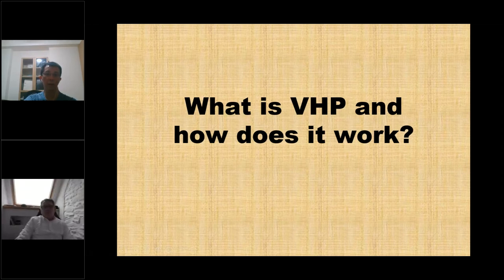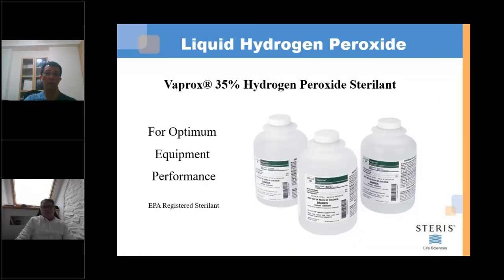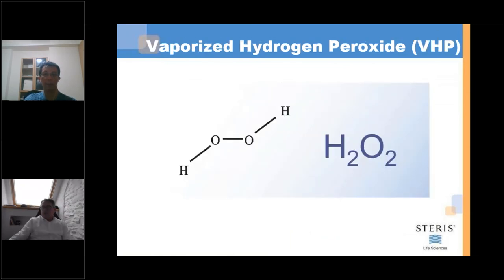So what is VHP and how does it work? Before we talk about that, we talk about the liquid version. For us, we call it Vaprox. Vaprox is 35% hydrogen peroxide, 65% WFI, water for injection. This is how it looks in the liquid version. And when it vaporizes and becomes a gas, that's when it's called VHP, vaporized hydrogen peroxide. And this is the chemical formula.